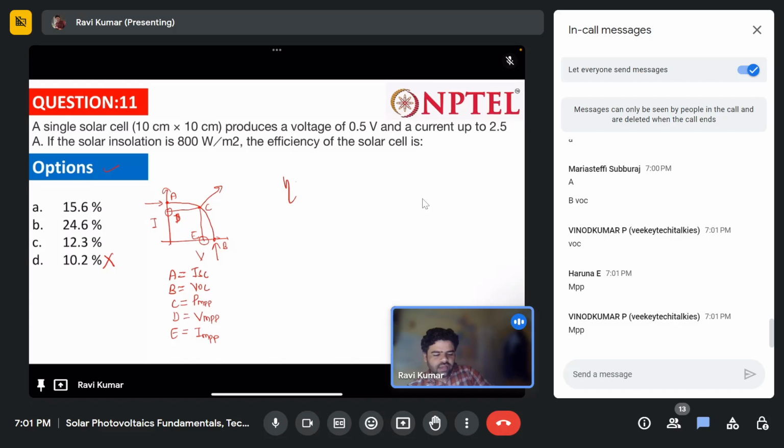For the efficiency, we have fill factor into VOC into ISC divided by insolation into area. Or same thing we can write IMPP into VMPP divided by I into A. So how do you know this voltage is which voltage and this current is which current? Did you ask it is VOC, ISC or VMPP or IMPP?